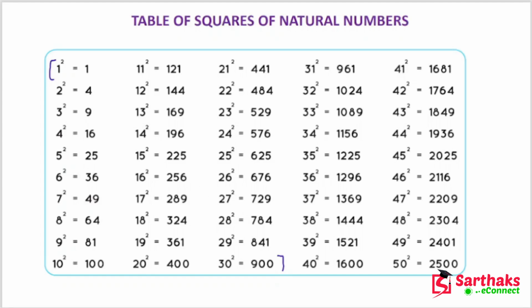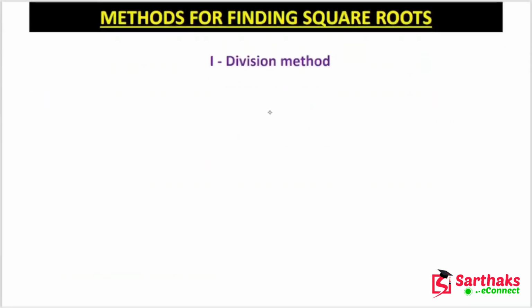Now let us start the lecture by talking about the methods which are available. We have already seen the prime factorization method, which is actually the basic method, but that method applies only when the number is a perfect square. Division method is something which you can apply even if the number is a perfect square or not. Also, this method has a wide applicability.